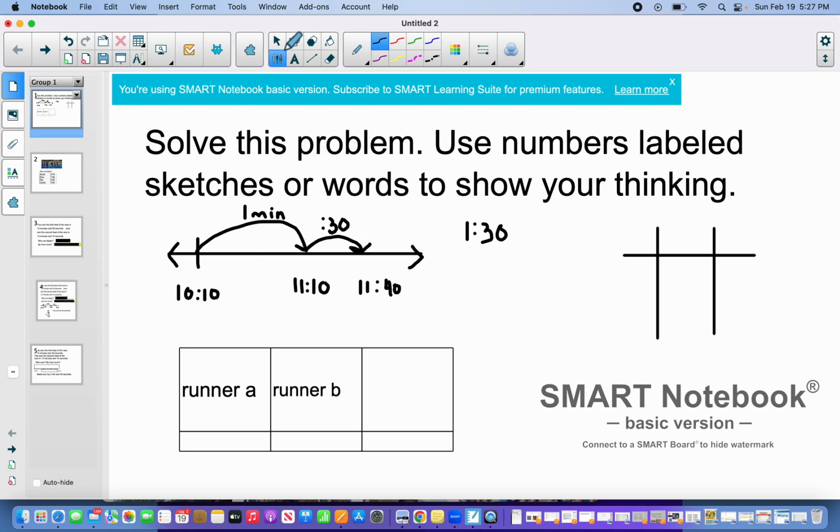So for example, with this one here, you can use a number line. You should label it minutes, seconds. If it's runner A, runner B, some people use different tables and charts. And then you're going to have to write an answer.